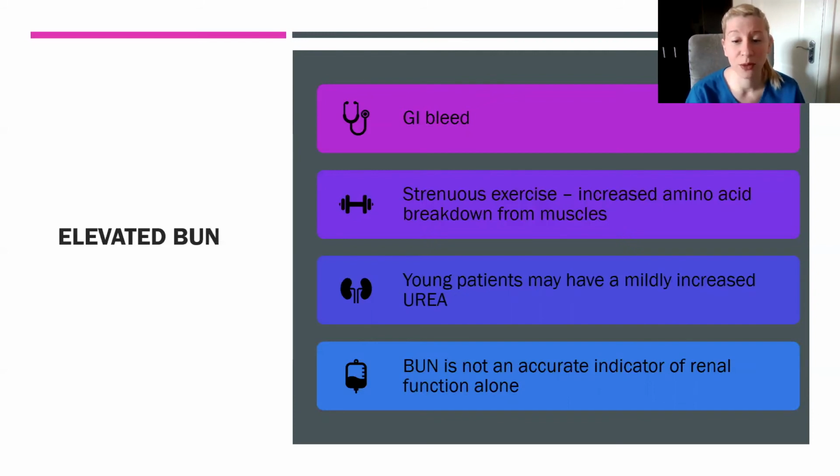Also, it can be caused from strenuous exercise. So urea is made from part of your amino acid breakdown. So if you're exercising your muscles, you'll have an increase in that amino acid breakdown, and therefore an increase in your urea. And also young patients may have a mildly increased urea as well, and that's totally normal. So BUN can be a blood test that we look at for renal function, but it cannot be used as an accurate indicator of renal function alone.